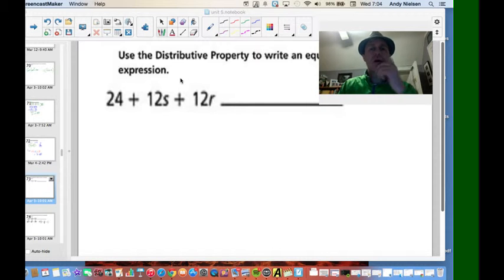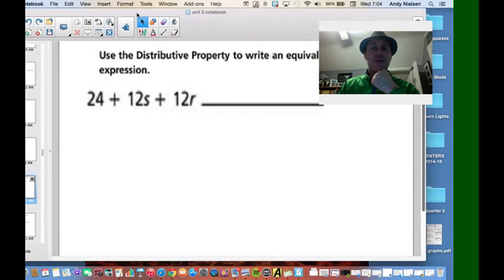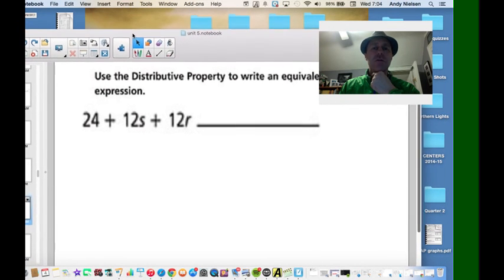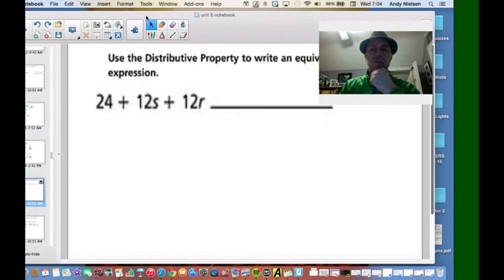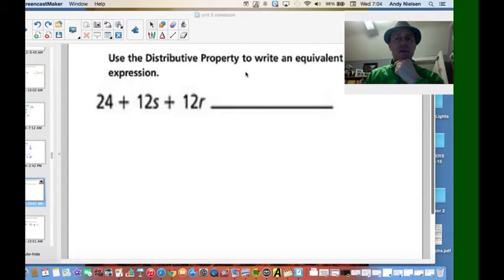Well, I've been thinking about using the distributive property to write different types of equations. And this says use the distributive property to write an equivalent expression. So let's see how we can do that. First of all, I'm going to look at this and think distributive property.